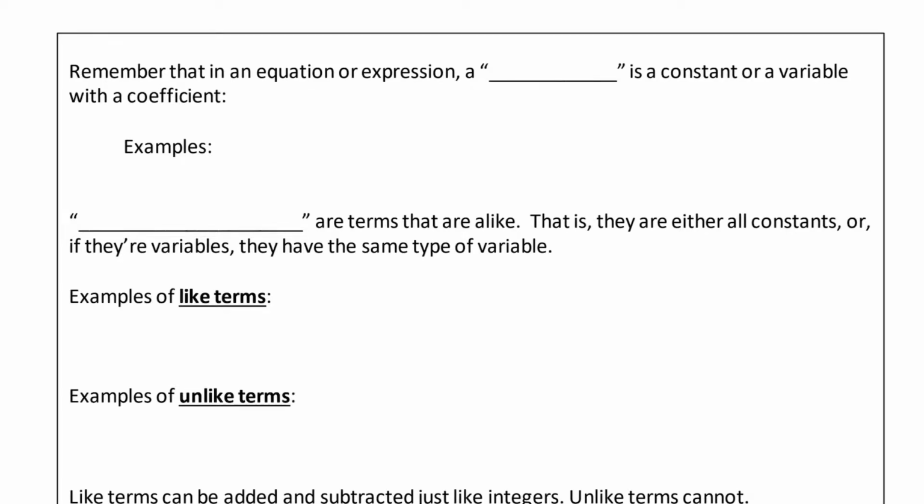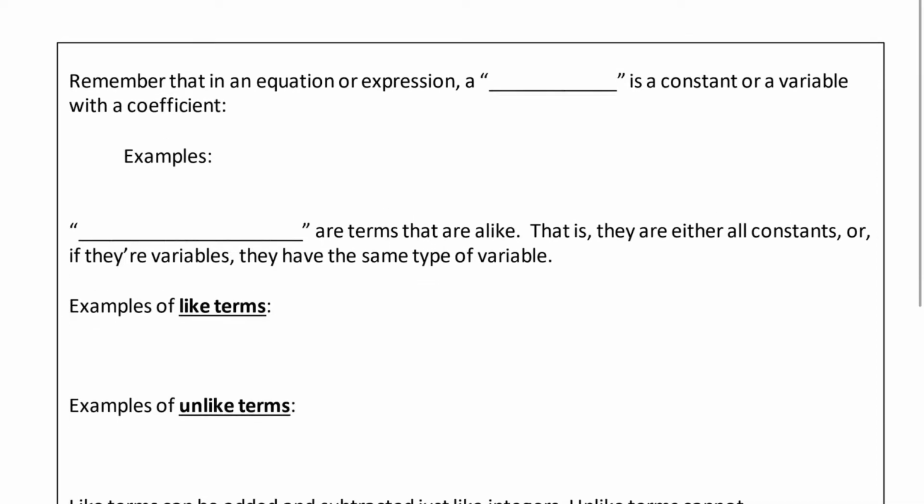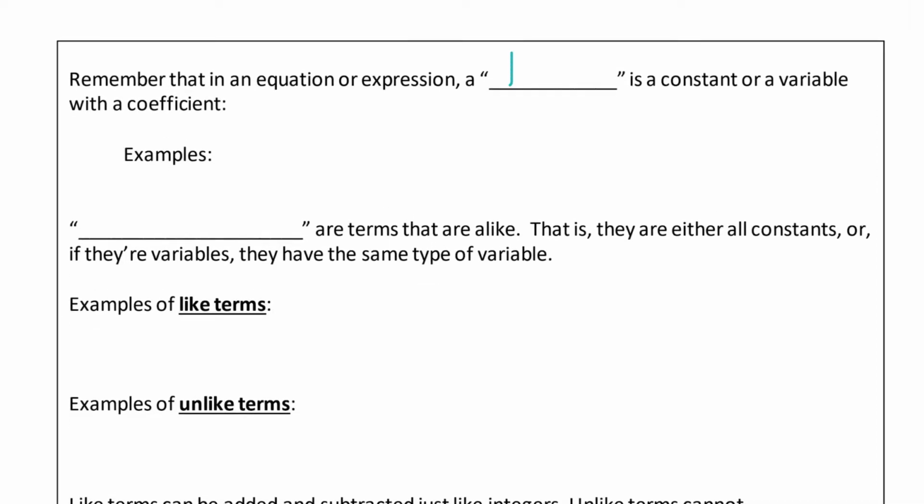So remember that in an equation or an expression, a term is a constant or a variable with a coefficient. So remember, a constant is just a number. And it can be a positive number, it can be a negative number, it can be a fraction, it can be a decimal. These are constants, okay? A variable, you may remember, is a letter, and a coefficient is the number in front of that letter.